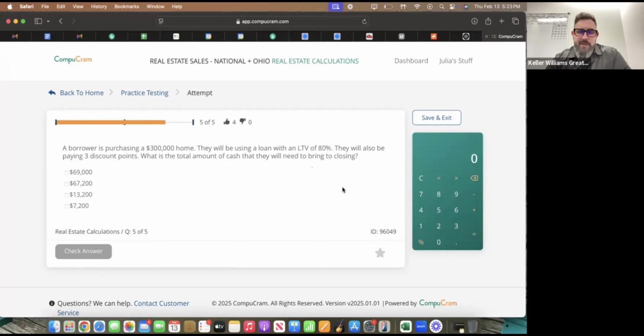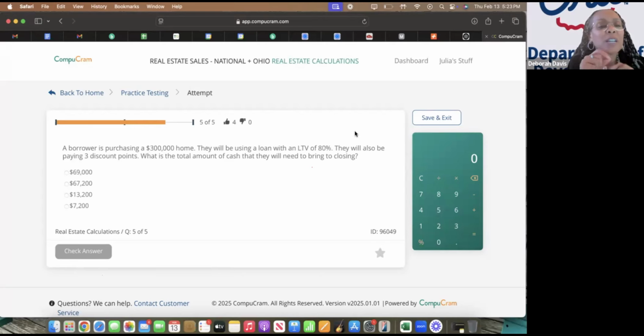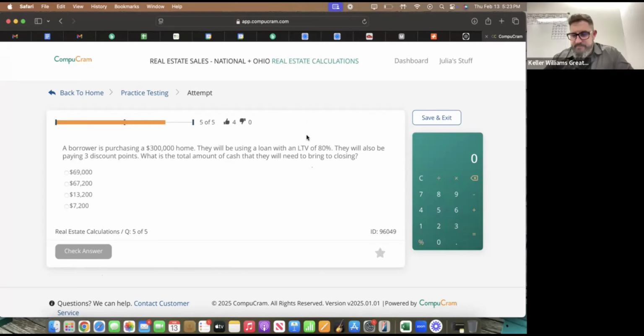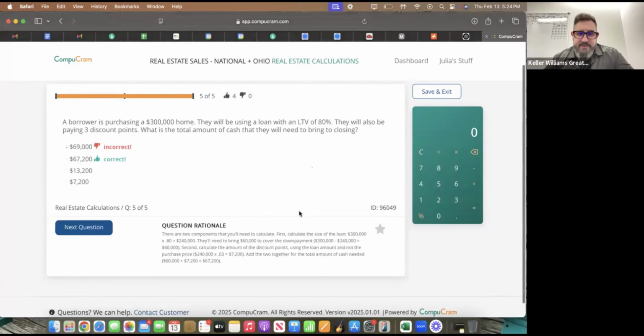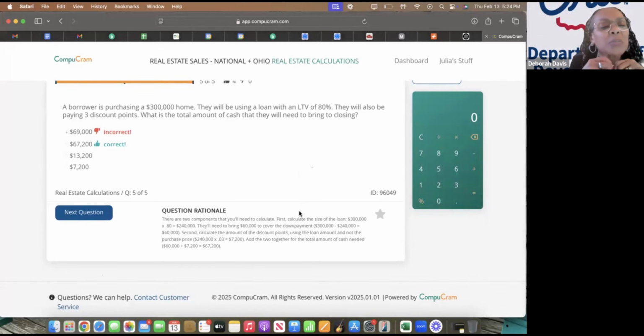Yep, you're on the right track. So 3% of 300,000 is $9,000, plus the 20% down, which is 60,000. 69,000. That's my guess. Nope. Incorrect. It's 67,200.